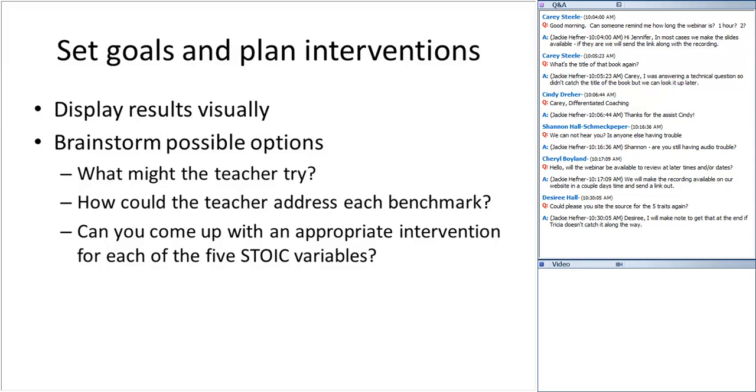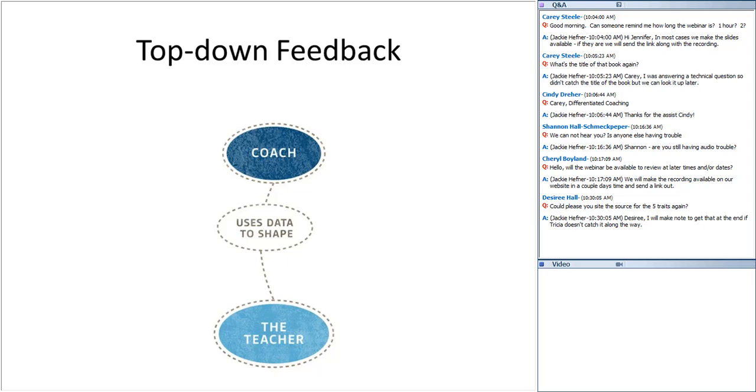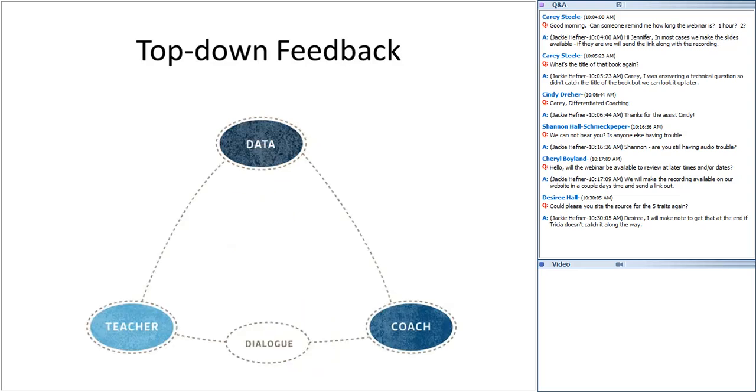So what the coach is going to do, whether they are evaluative or non-evaluative, during this formative segment, is brainstorm possible options. What might the teacher try? How could the teacher address each benchmark? What are some appropriate interventions for each of the 5 STOIC variables? Because what you want to do is get away from top-down feedback, all right? Top-down feedback used to be that the coach, many times the evaluator, would simply come in and say, your kids aren't in compliance. You need to fix that. Here's how you fix it, and I expect to see an improvement.